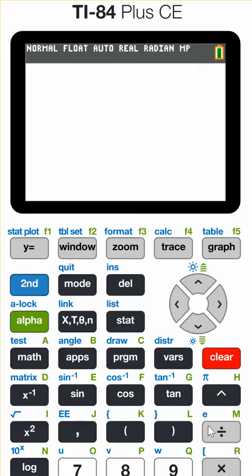Alright, in this video I'm going to show you how to do some calculations on the graphing calculator and also do a few things when you're doing graphs.